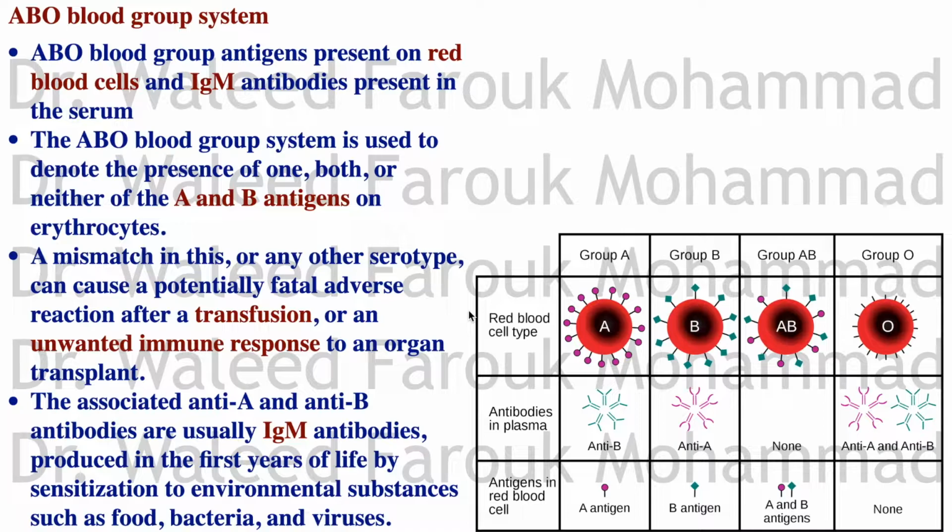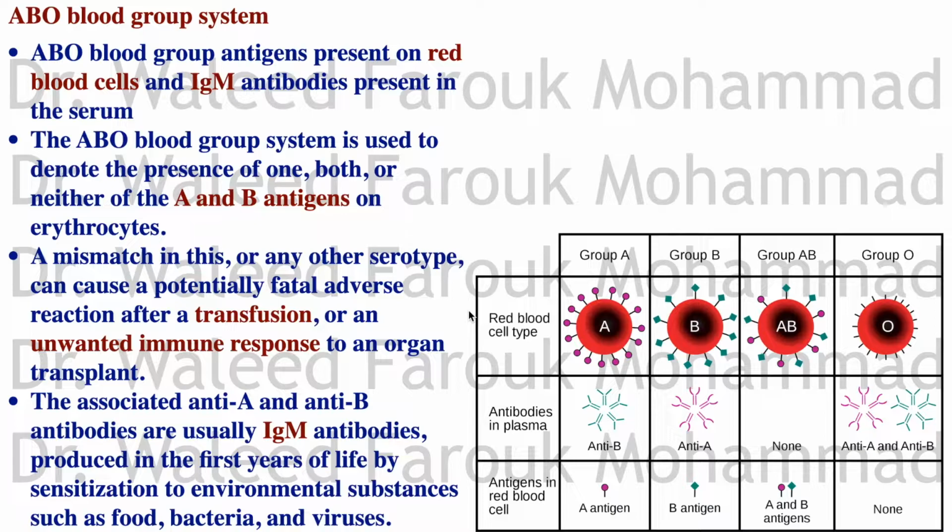Now, for the blood types, we have two systems: the ABO blood group system and the RH, or the rhesus factor system. The ABO blood group system depends on the presence or absence of antigens, the A antigens and B antigens. Blood which has A antigens is classified as group A. With B antigens is classified as group B. With A and B antigens classified as group AB, and with no antigens at all classified as group O.